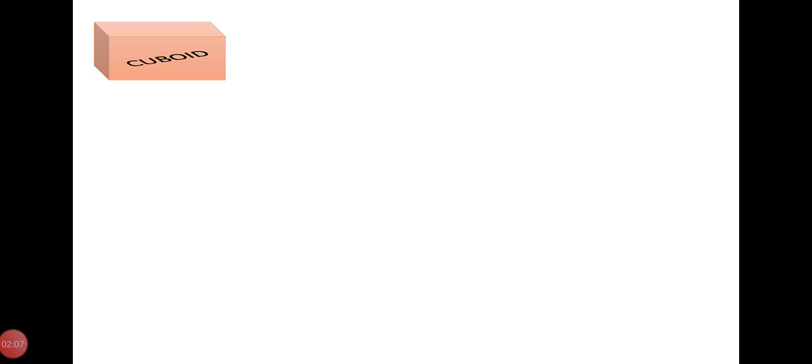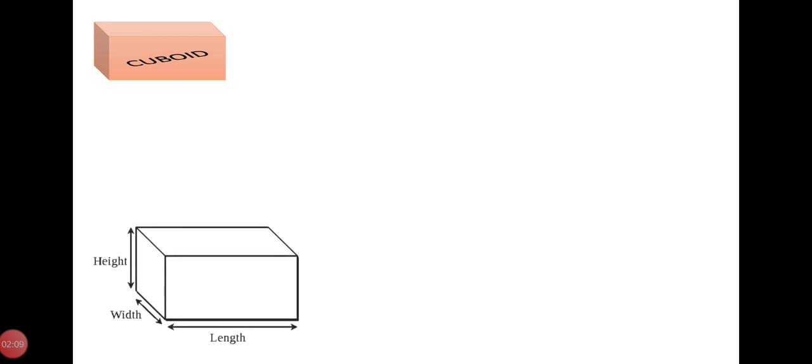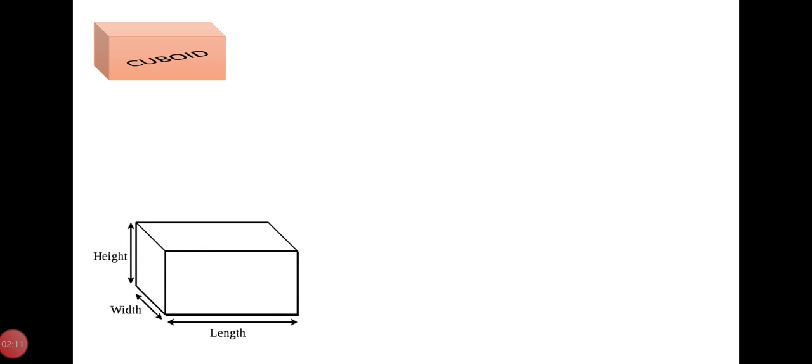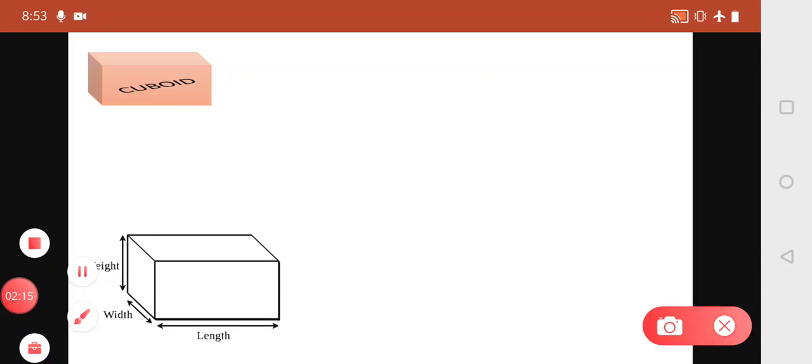We know that a cuboid is a 3-dimensional shape and its 3 dimensions are height, width and length. Here you can see the 3 dimensions. This is height, this is width or breadth and this is the length. These are the 3 dimensions of a cuboid.